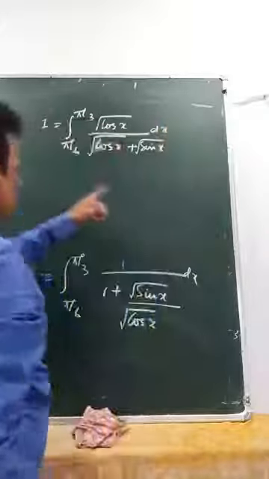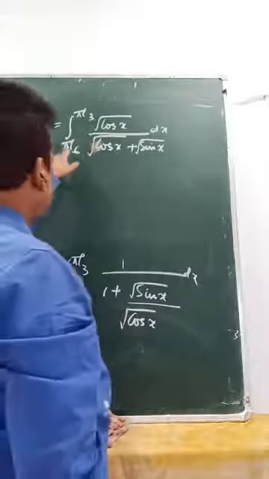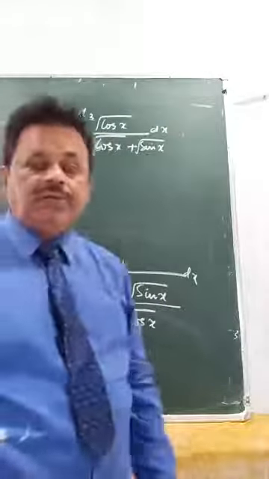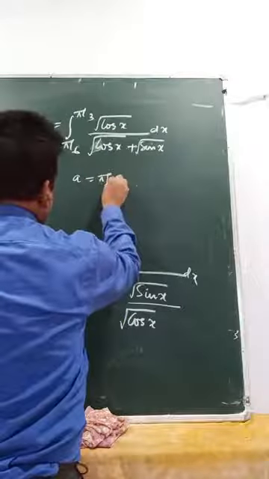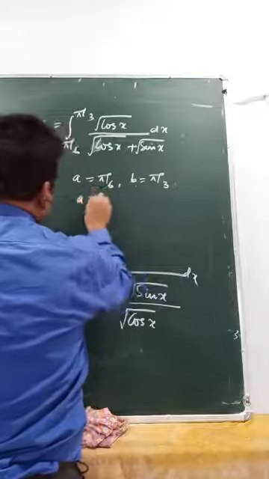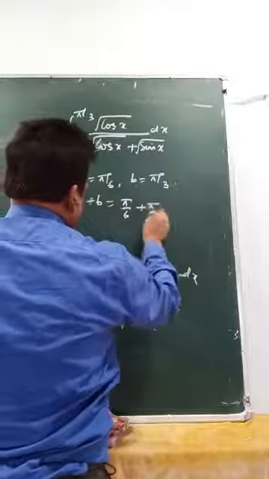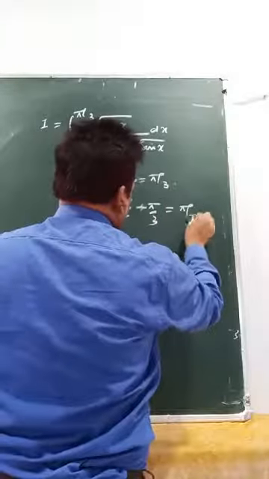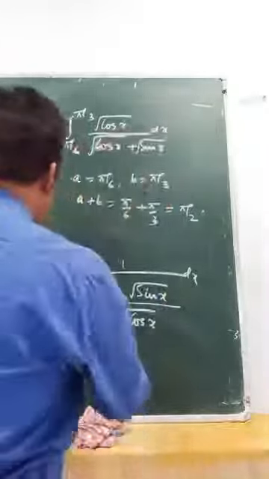Okay, don't get confused. We had done one question like this. It was 0 to something. This is a to b, so a to b form. So what is a here? Pi by 6. B is what? Pi by 3. So what is a plus b? Pi by 6 plus pi by 3. That means 30 plus 60 degrees, 90 degrees, pi by 2. Got it?